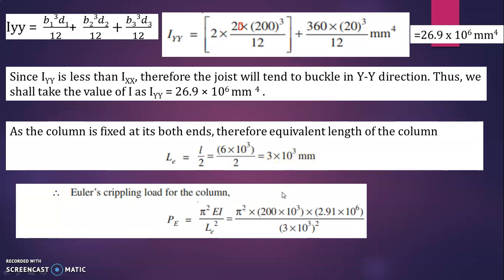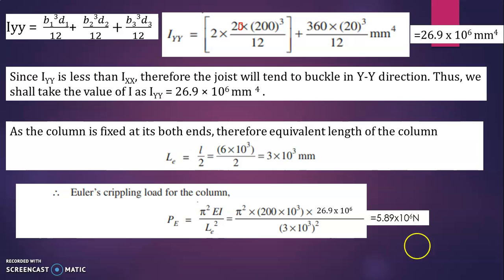Now you can use the formula for Euler's crippling load, that is PE is equal to pi square EI divided by LE square. Pi square into E is 200 into 10 raised to 3, into I is now 26.9 into 10 raised to 6, divided by 3 into 10 raised to 3, that is LE square. You get 5.89 into 10 raised to 3 Newton. So like this you can calculate the moment of inertia and the crippling load.